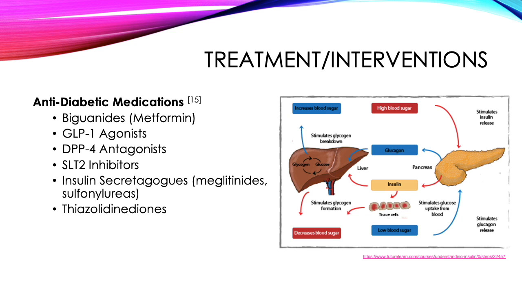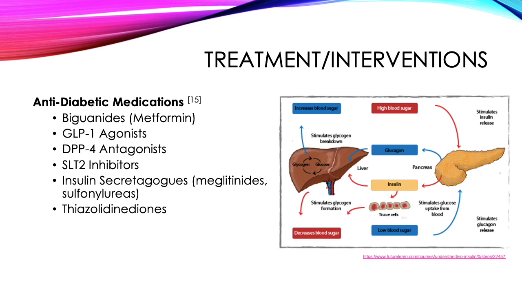Alpha-glucosidase inhibitors prevent glucose absorption from the digestive system. GLP-1 agonists mimic the action of GLP-1 incretin hormone, increasing insulin levels by stimulating the beta cells of the pancreas and inhibiting glucose release from the liver by lowering glucagon levels. We can use DPP-4 antagonists to inhibit the DPP-4 enzyme and in turn extend the glucose-lowering action of naturally occurring GLP-1.